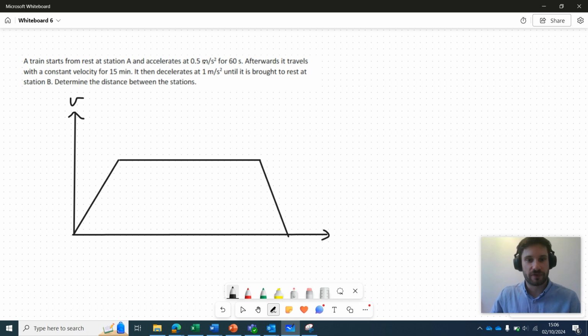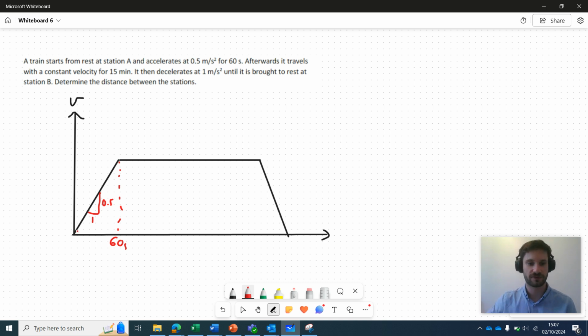So it says it accelerates at 0.5 meters per second squared in this first 60-second period. Let's just pick a different color here. Let's just write 60 seconds here. And we can show that it's accelerating at 0.5. Note here that acceleration is the gradient of the velocity time graph. The reason is because acceleration describes the rate of change of velocity per unit time, right? And that's exactly what a gradient is. So for every 1 second of time, the velocity is increasing by 0.5 meters per second.